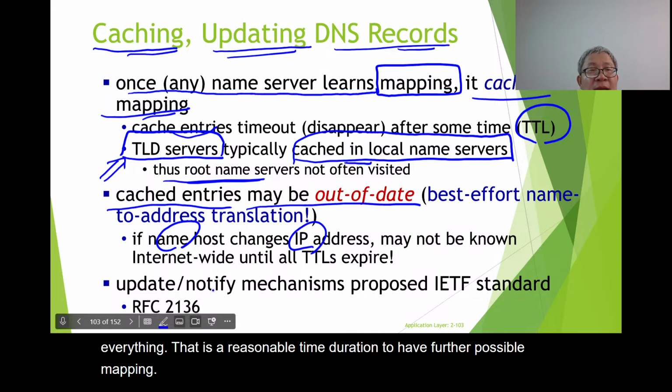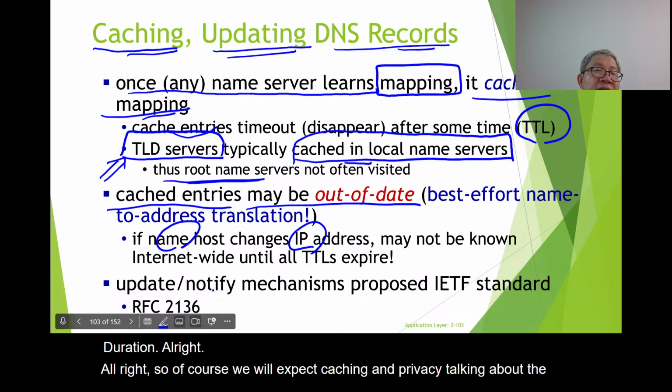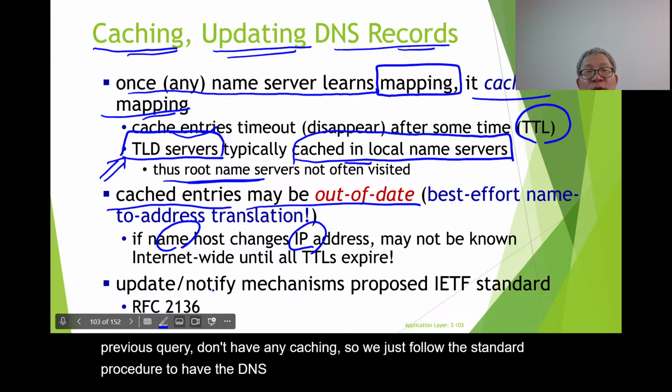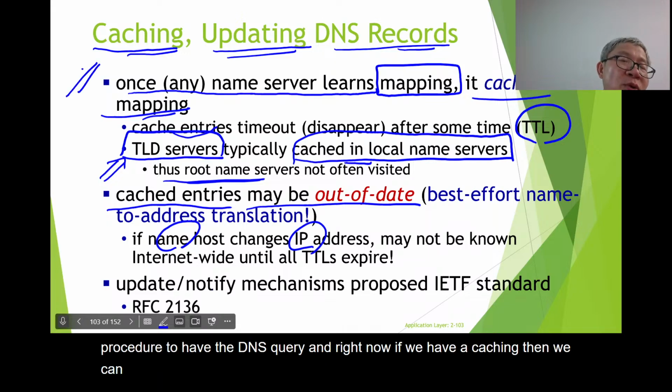So of course we will expect caching. Previously, in the previous query, we didn't have any caching, so we just followed the standard procedure for the DNS query. And right now, if we have caching, then we can bypass, for example, the root name server.